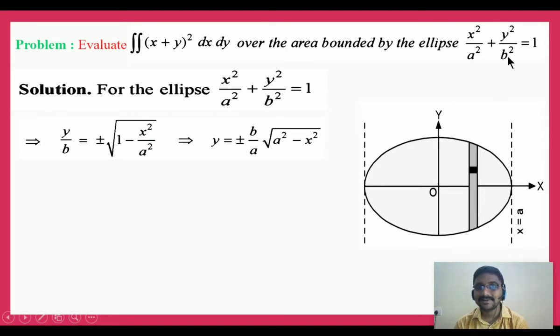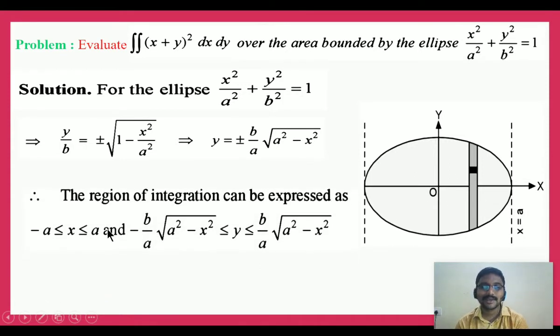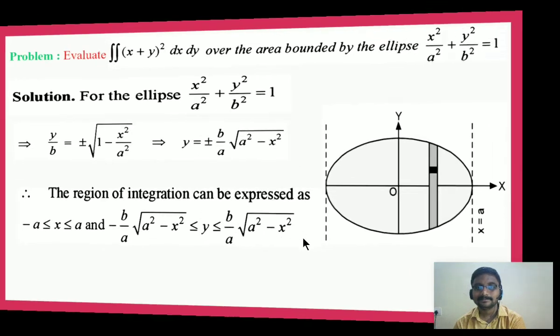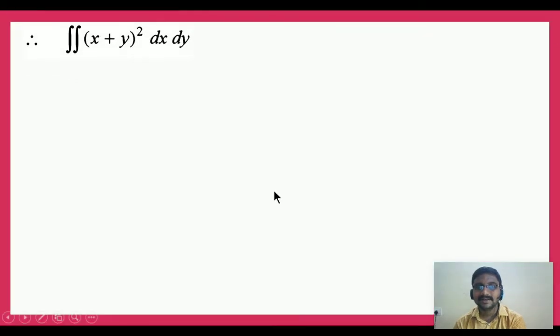Putting y equal to 0 in the curve, x square by a square plus 0 square by b square equal to 1, that is x square is a square, x is plus or minus a. The ordinates along the x-axis are negative a, 0 and positive a, 0. Thus x varies from negative a to positive a. So these are the limits: x varies from negative a to positive a, and y varies from negative b by a root of a square minus x square to positive b by a root of a square minus x square. With these limits, we have to evaluate the double integral.